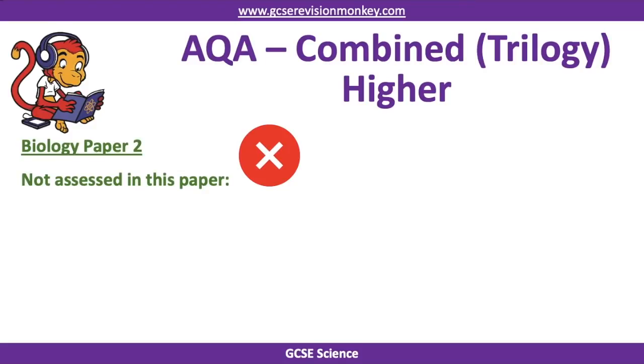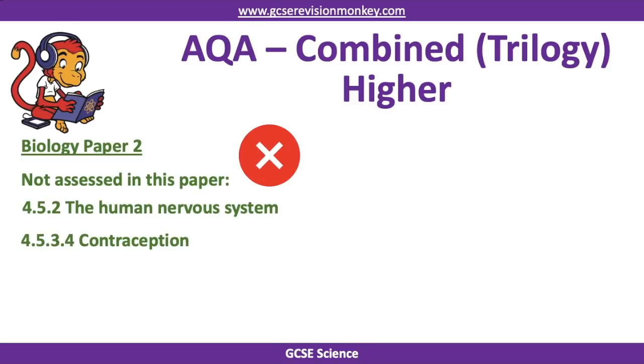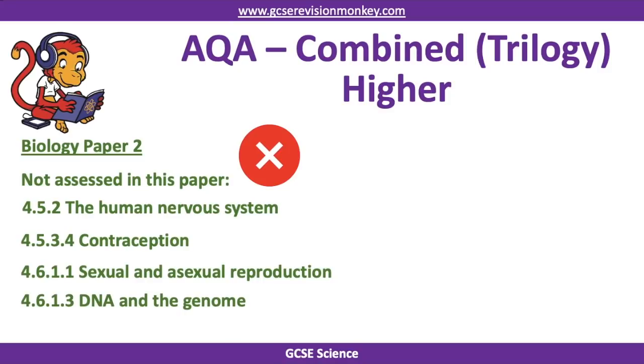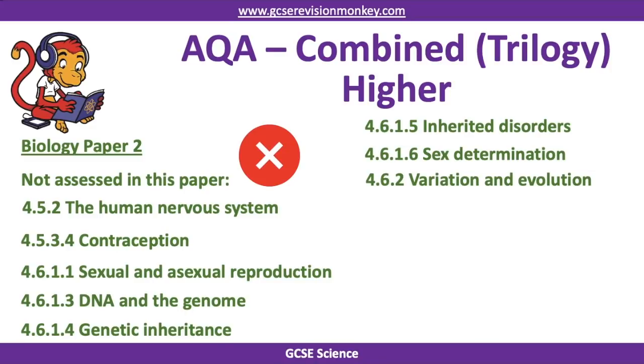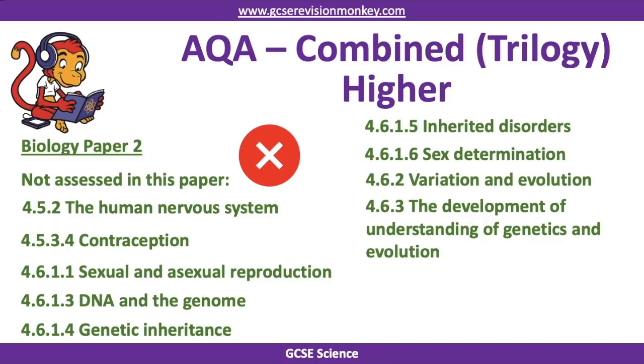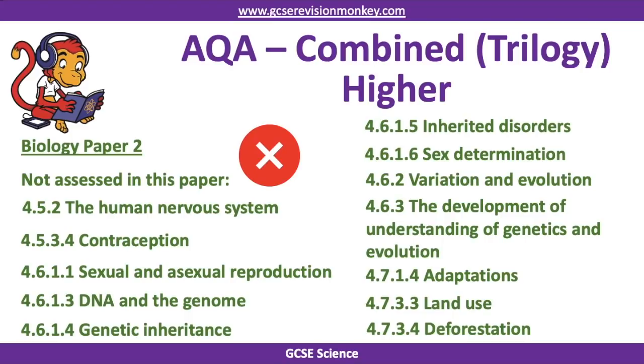So first of all, let's look at what won't be assessed in the paper. The following topics we've been told won't be assessed: the human nervous system, contraception, sexual and asexual reproduction, DNA and the genome, genetic inheritance, inherited disorders, sex determination, variation and evolution, the development of understanding of genetics and evolution, adaptations, land use, and deforestation.